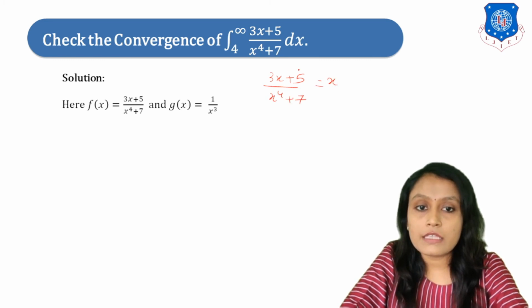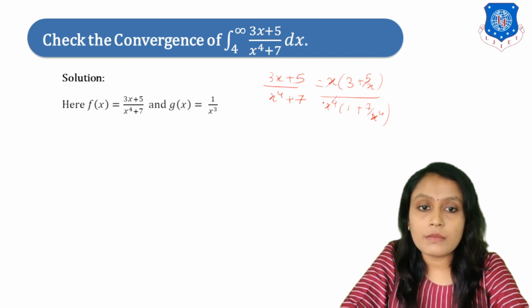Take out x common from the numerator, so you will get 3 plus 5 upon x. And take out x raised to 4 from the denominator, so you will get 1 plus 7 upon x raised to 4. One x will get cancelled. So what remains? 1 upon x cube. So we will suppose g(x) as 1 upon x cube.